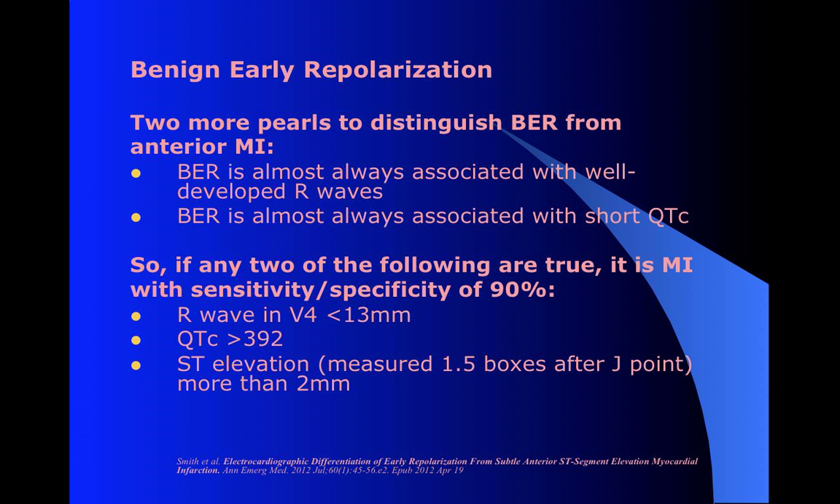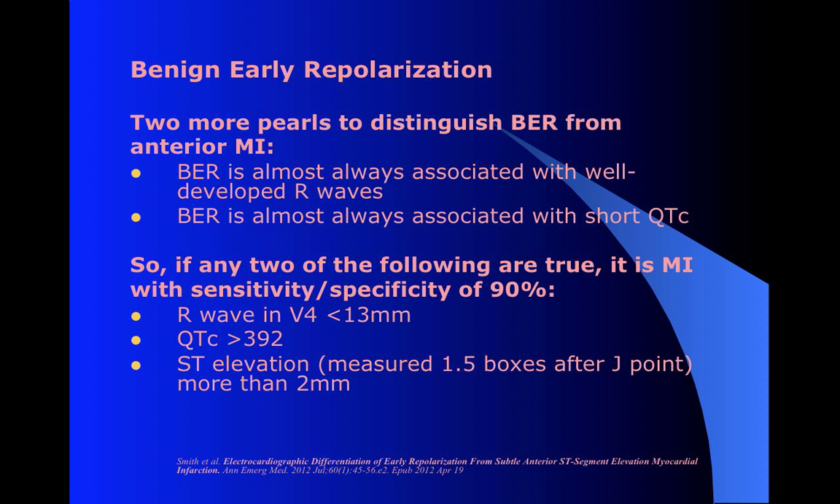Usually, early repole is associated with nice, tall, well-developed R waves. So you should have good amplitudes in your QRS there. Why? Just like we talked about with LVH, an infarcting heart doesn't generate waves like that. It can't get those voltages. Early repole is a young, healthier heart. It should have nice, tall R waves. And it usually has a shortish QTC.